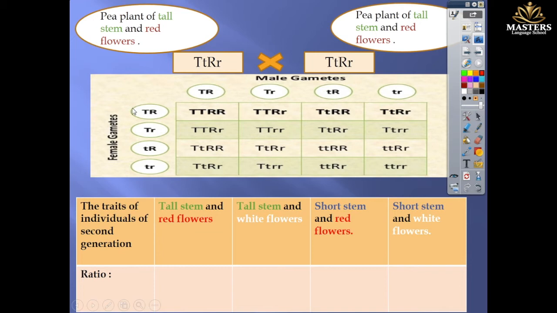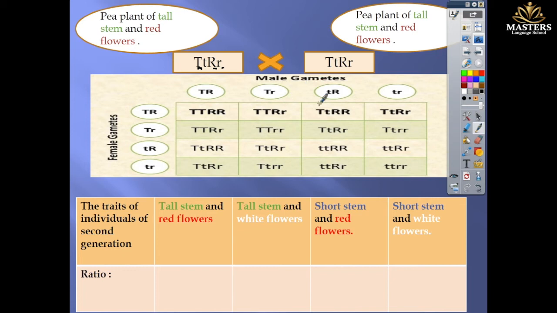We will write the table like male gametes and female gametes. How can we write the male gametes? We will take the first factor of tall stem with the first factor of red flower and write them C capital, R capital. After that, we will take the first factor of tall stem with the second factor of red flower. So it will be C capital, R small.